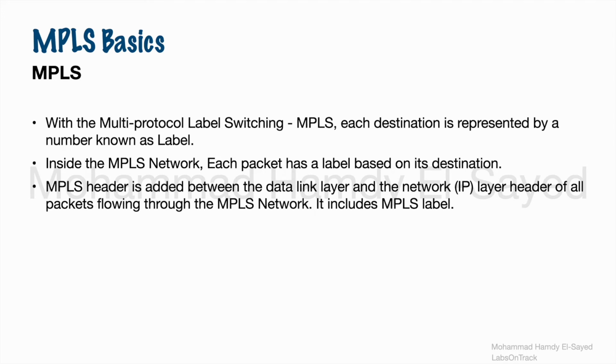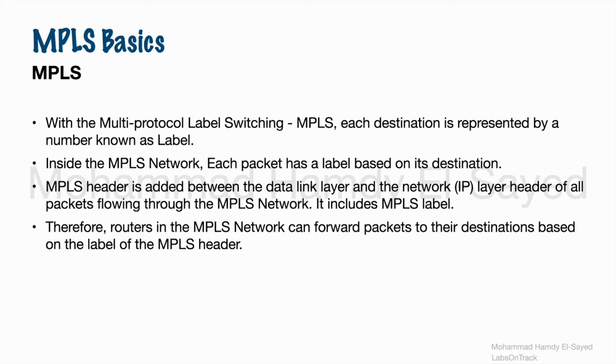The MPLS header is added between the data link layer, or the frame header, and the network IP layer, or the packet header. Any packet that is going to travel inside the MPLS network must be labeled, and it includes the MPLS label. Therefore, all routers in the MPLS network can forward packets to their destinations based on the label of the MPLS header.